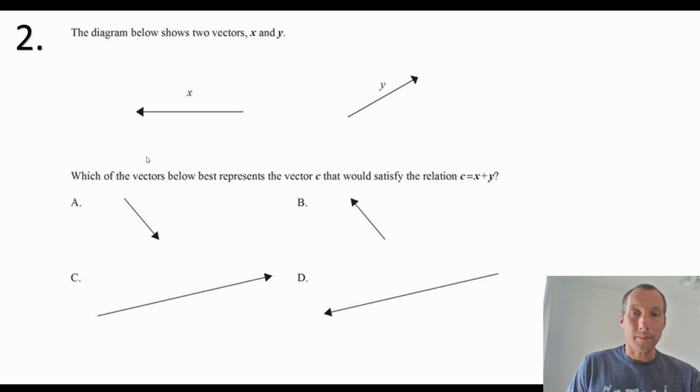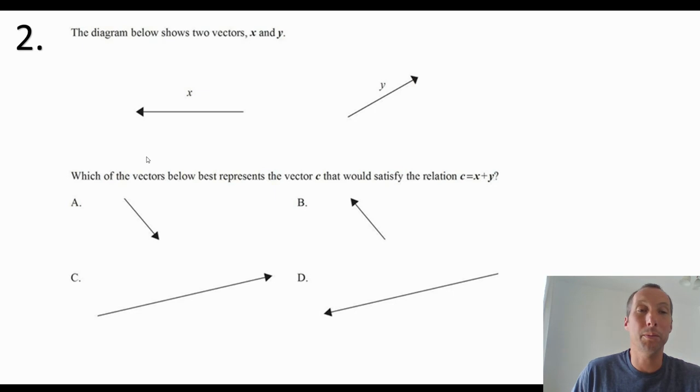A little bit tougher question here. The diagram below shows two vectors, x and y. They've got a direction, and they've also got a size. The length of the arrow tells me about the size, and the direction it points in tells me its direction. Which of the vectors below best represents the vector C that would satisfy the relationship C equals x plus y? So basically this is adding vectors together.